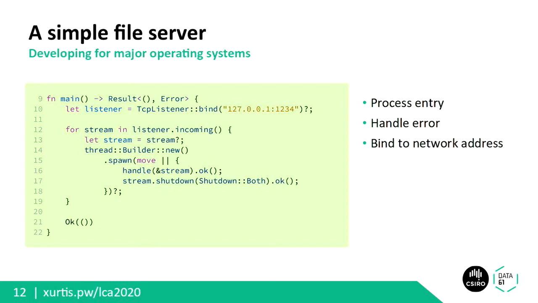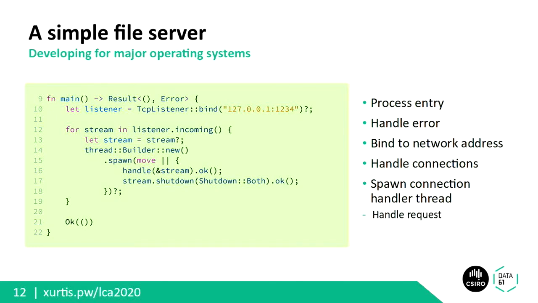The first thing we're going to do is bind to a network address using a mechanism from the standard library for creating a TCP listener. And then we're going to listen to every new connection that comes into this network address and handle it. We're going to spawn a thread dedicated to handling each new connection. That thread is going to handle the request, throw away any errors, and then try and shut down the stream gracefully to close the connection.